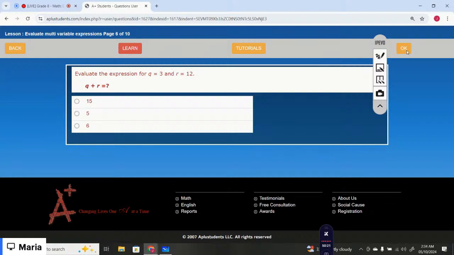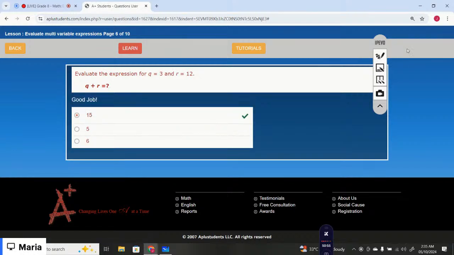Evaluate the expression for q equals 3 and r equals 12. So q plus r, which is the correct option? You need to add, right? Very good. 12 plus 3 makes 15. Option number 1 is the correct option.